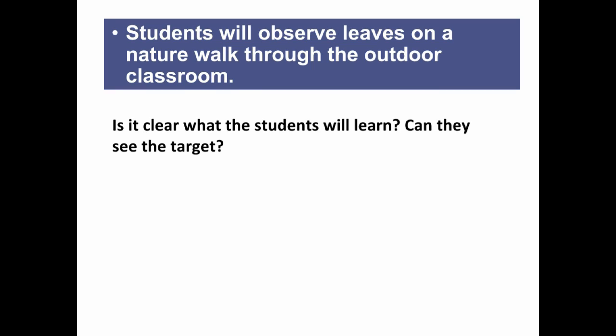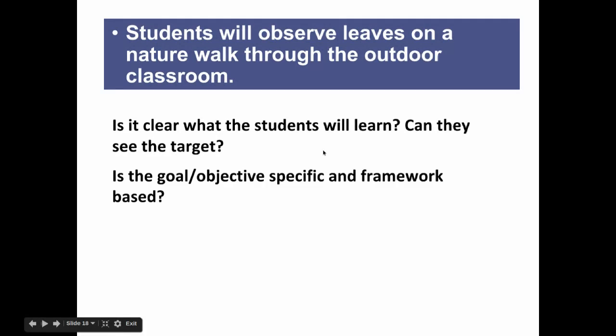Some questions we should ask. If I'm a student in this class, is it clear what I'm supposed to learn that day? Has this teacher written a clear learning target for me? No. I know what I'm going to do. I know I'm going to go outside and look at leaves, and I know where I'm going to do it, in the outdoor classroom. But I don't know what I'm supposed to learn necessarily. I might be able to guess that this teacher wants me to identify leaves, but I don't know that based on the objective. Is it specific?